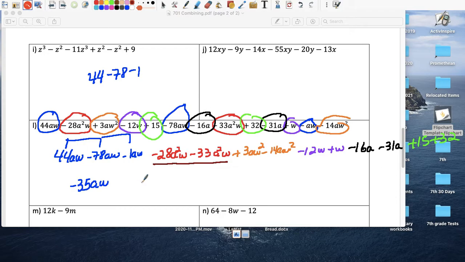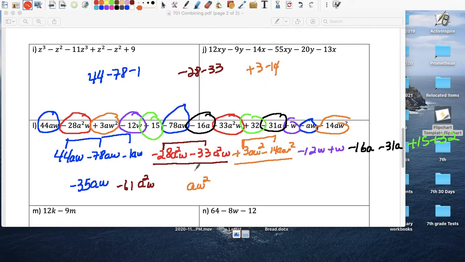We have a squared w, so combine the coefficients. So we got negative 28 minus 33, and we get negative 61, and that's what I write. In orange, the variables are a w to the second power, and we have positive 3 minus 14. So positive 3 minus 14 gives us negative 11.